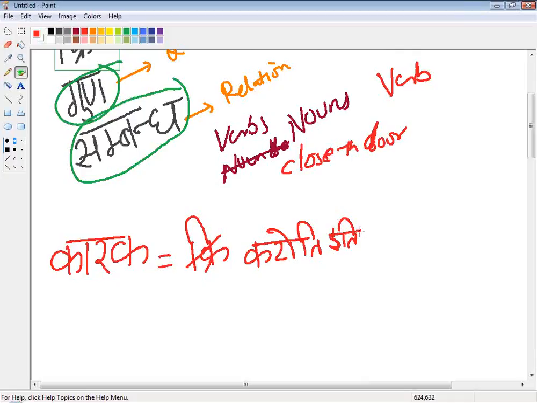Okay? Karoti iti karakaha. Karoti means he does, it does, she does, whatever it is, right? Iti means the one who does, the agent of doing is called a karaka. So a karaka is that which does, that which accomplishes something. It could be accomplishing anything. So as I said, a noun could be the agent of an action.